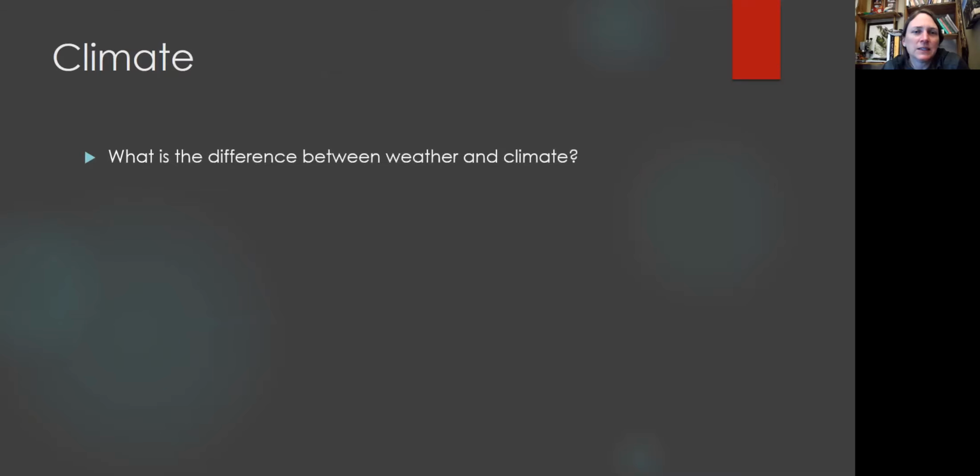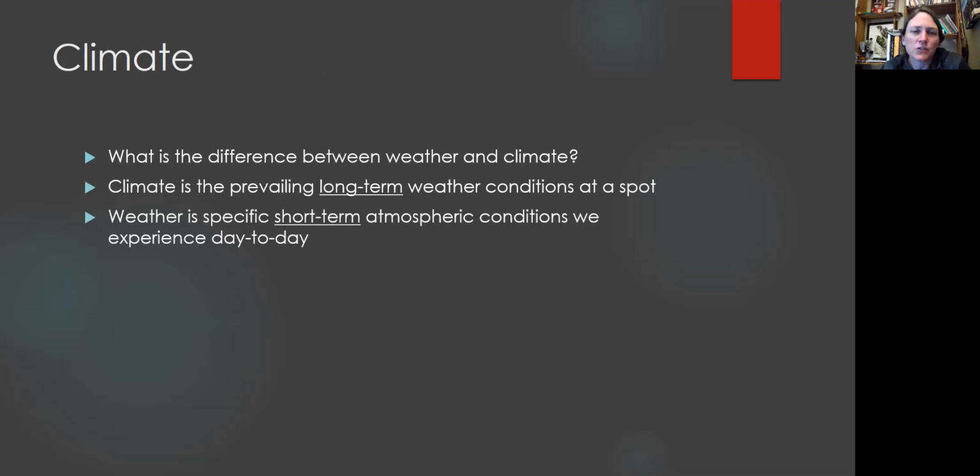Okay, so then climate. What's the difference between weather and climate? Well, climate is the prevailing long-term weather condition at a spot, and weather is a specific short-term atmospheric condition that you experience day to day. So the weather outside is rainy, even though we live in a climate that might be maritime.